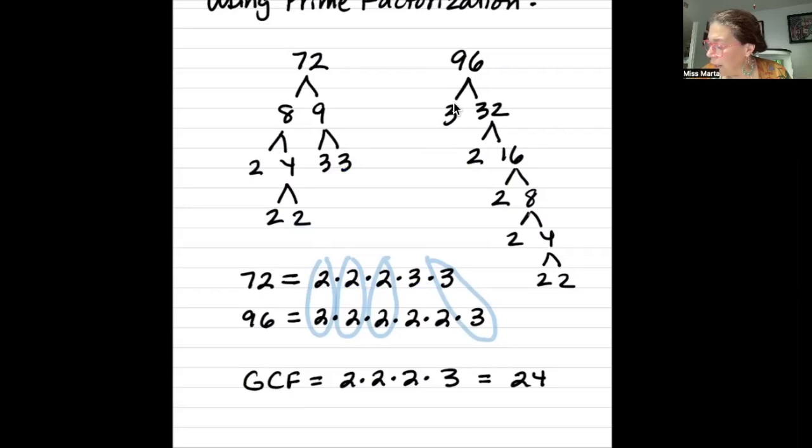And 96 is 3 times 32. 32 is 2 times 16, 2 times 8, 2 times 4, and 2 times 2. That's 1, 2, 3, 4, 5 2s, and a 3. So yeah, the 2s and then the 3s.